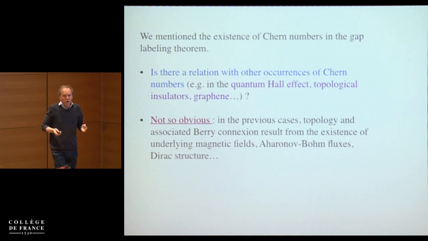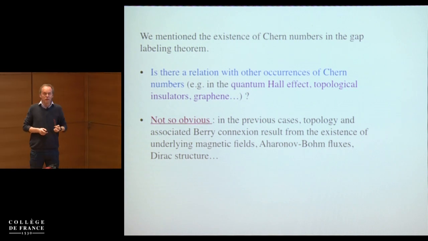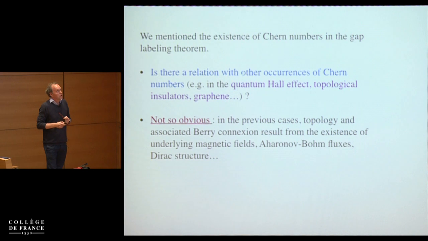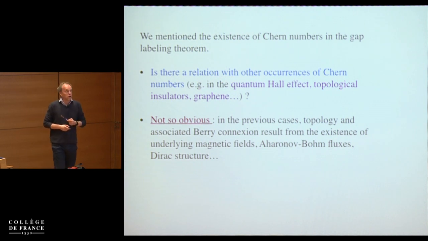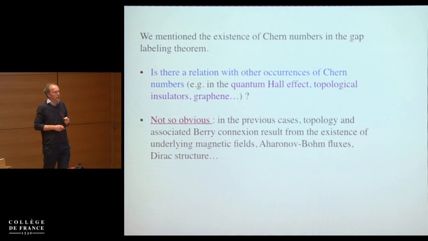But the natural question, especially today, that there is a lot of excitation around those topological numbers and so on, is there a relation with other occurrences of Chern numbers, for instance, in the quantum Hall effect, topological insulators, graphene, you name them. And this is not so obvious, because in the previous cases, the cases that are listed here, topology arises from a given obvious, perhaps not always very obvious, associated Berry connection. I will discuss in a second what I mean by this.